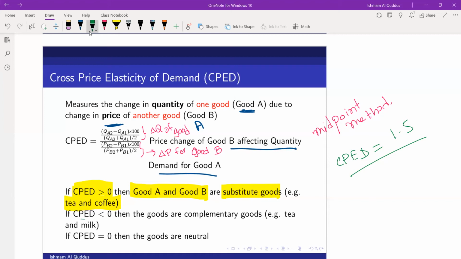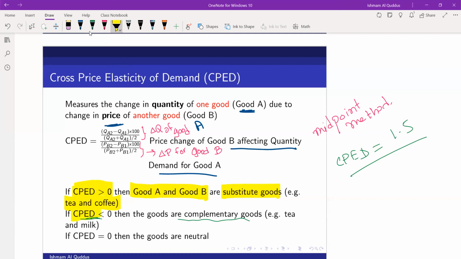Now when you get a negative value, then the goods are complementary goods, like tea and milk, tea and sugar, coffee and milk, car and oil. These goods complement each other. For example, to drive a car or vehicle, you need fuel, right? So let's say oil is a fuel. So oil and car are complementary goods. So if there's a change in price of oil, how does it affect the quantity demanded for cars? This is what we are looking into here.